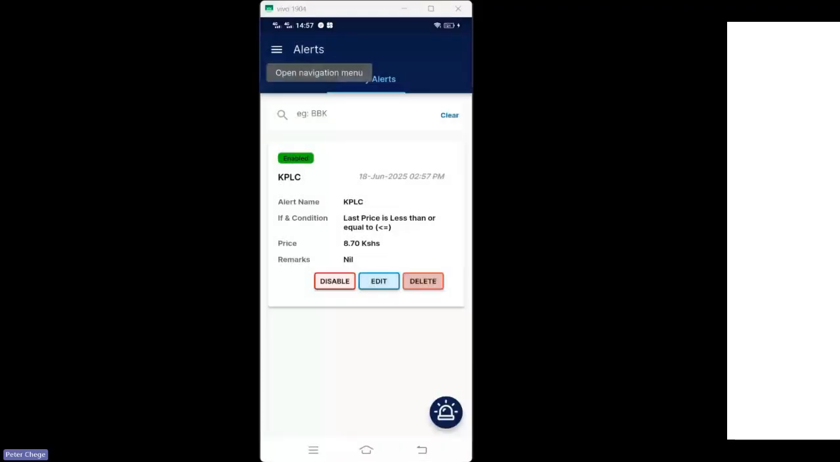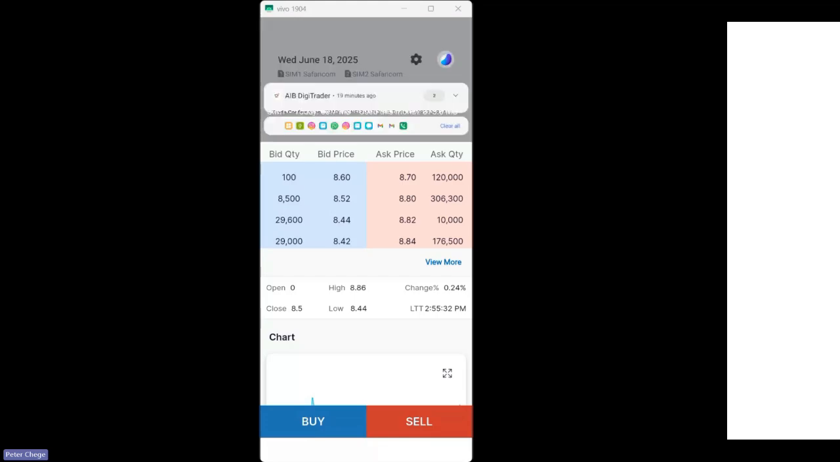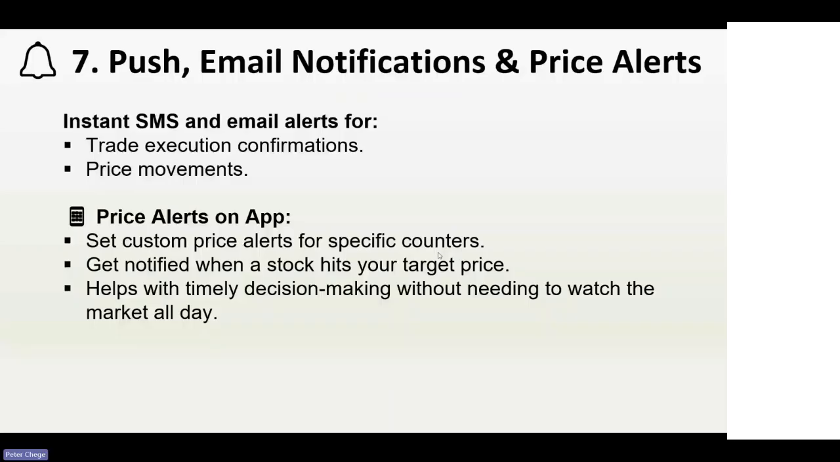So let's go back to market depth. For the price alert to be triggered, you need to be logged in on the app or portal. It doesn't work like push notification here. Price alerts, they work when you are in the portal. So that is on price alerts on the app. It's also there on the portal.